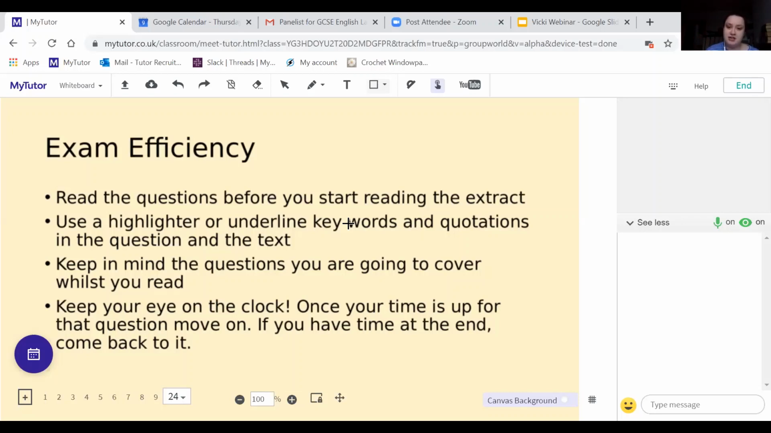Keep in mind the questions that you're going to cover whilst you read, so actively reading, and keep your eye on the clock. So if you've done your 10 to 12 minutes on this question and you think, oh, I could write more, there's more inside me that I can put on this page, I know it's heartbreaking, but move on. This is only an 8 marker. You've got bigger questions coming up. You've got your 40 marker right at the end.